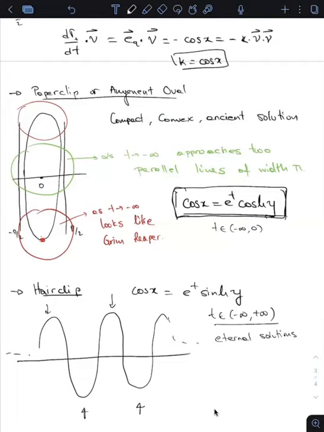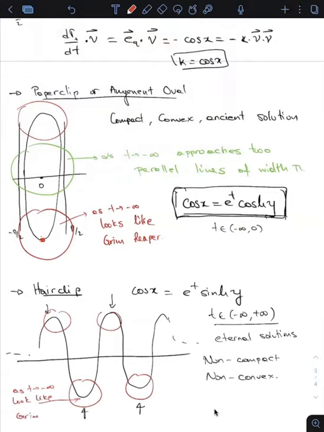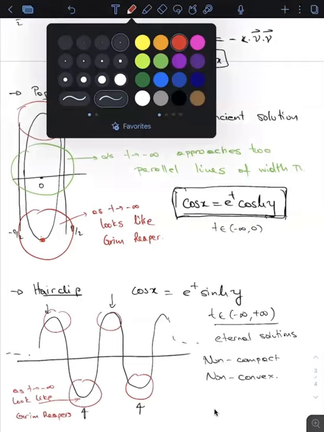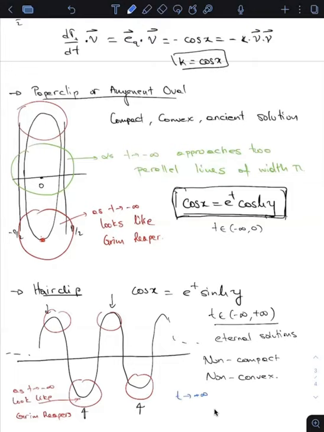Okay, this is also non-compact and non-convex. Okay, and again here we have these regions as with the paper clip. As t goes to minus infinity, they look more and more like grim reapers. Whereas as t goes to plus infinity, the solution converges to the x-axis. Okay, and this is locally in any compact set. Okay, it's going to converge to this line here.